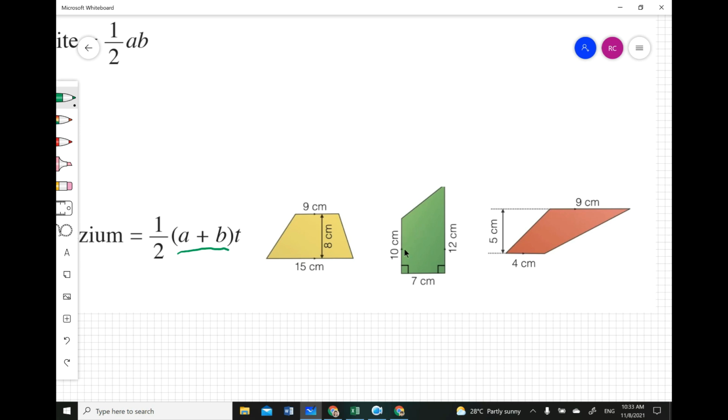Can you see the tiny little arrow here? To get the A plus B, we always refer to the arrow. So they will indicate they are parallel. When they indicate like that, 10 plus 12 is referring to A plus B. What about this one? Where is the A plus B? 9 and 4. Okay, this is the parallel line. So to get the area for this one is 1 over 2 times, in bracket 9 plus 4 times T, the 5 centimeter.